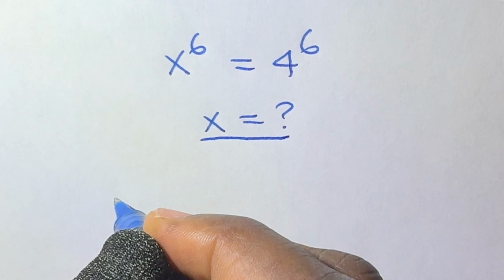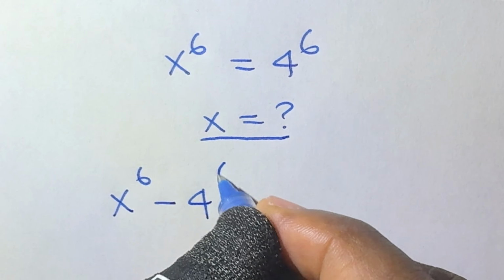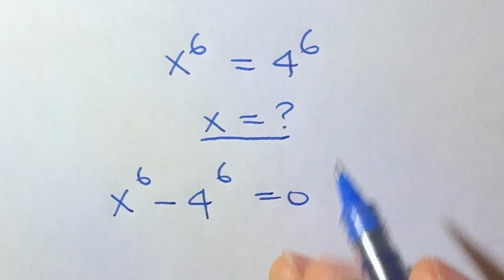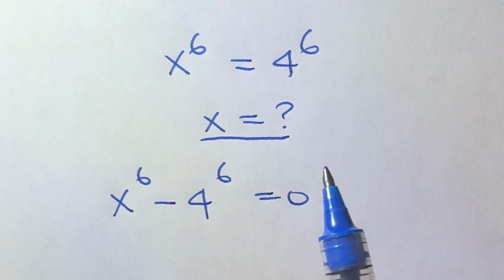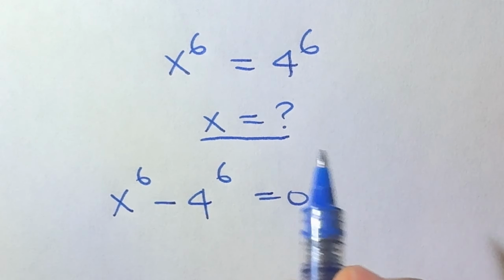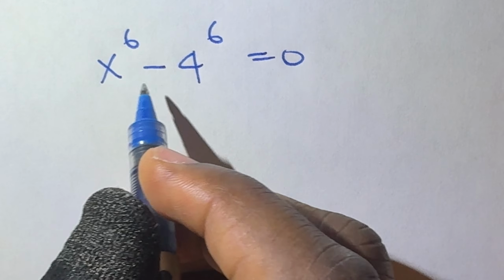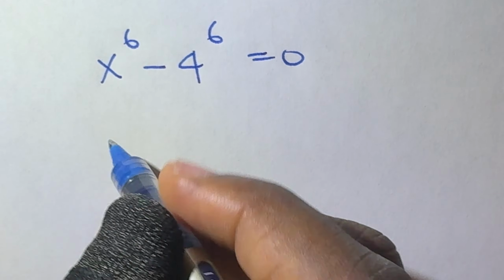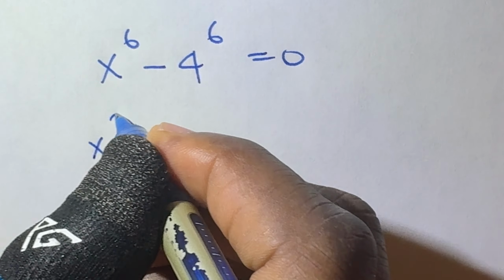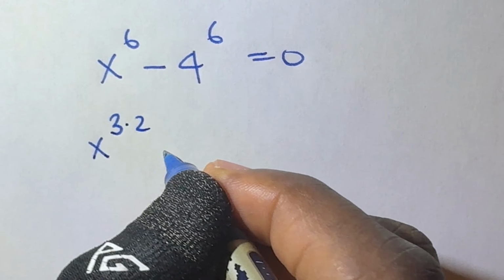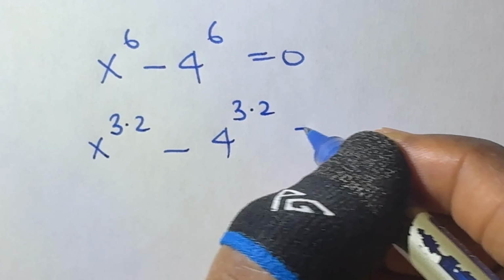So to begin, I will say x raised to power 6 minus 4 raised to power 6 is equal to 0. Because the highest power of x here is 6, it means we are expected to have 6 solutions to this problem. x raised to power 6 minus 4 raised to power 6, I can rewrite this as x raised to power 3 times 2, then 4 raised to power 3 times 2, is equal to 0.